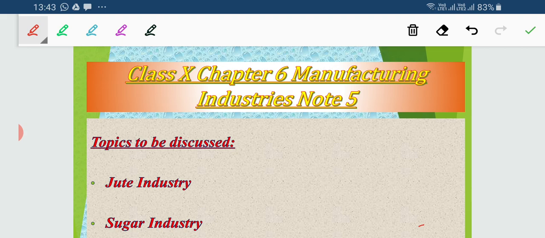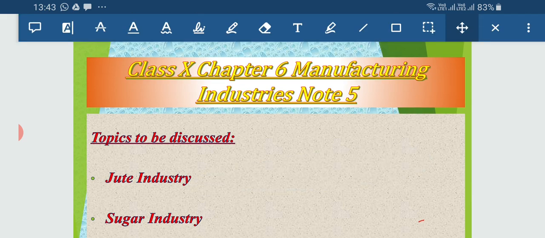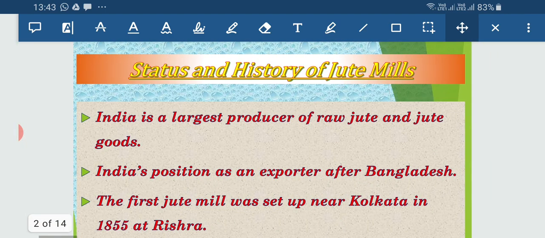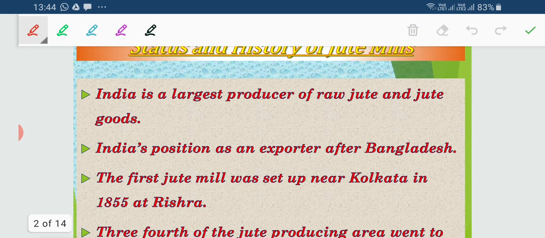This is my 5th class. The topics to be discussed today are two more agro-based industries, the jute industry and the sugar industry. So let us proceed with the first topic, that is the jute industry. Now, we should know what is the status of our jute industry in India.